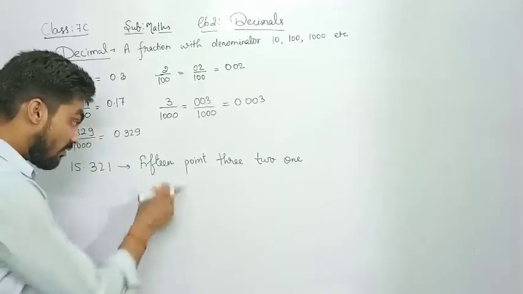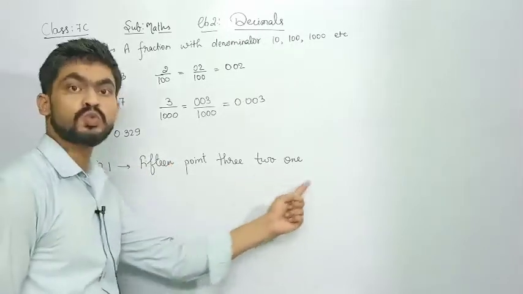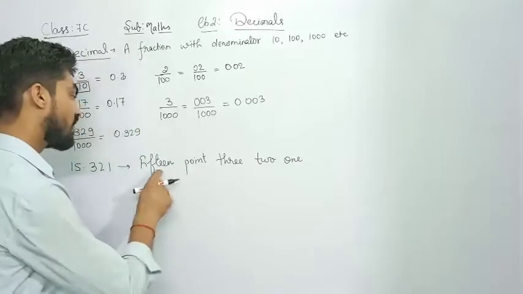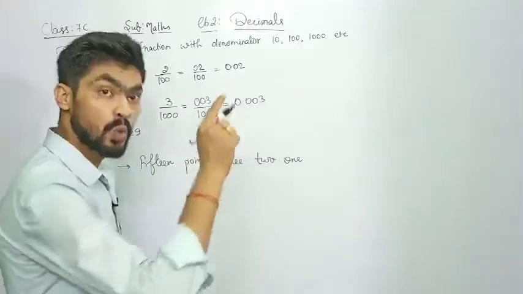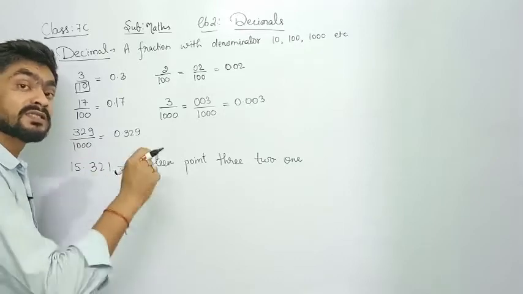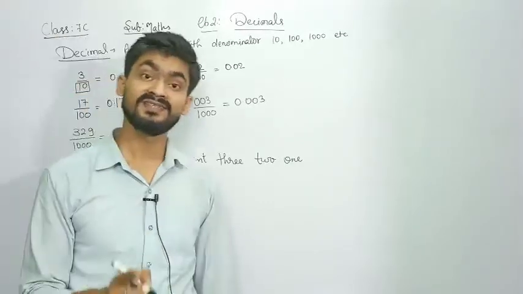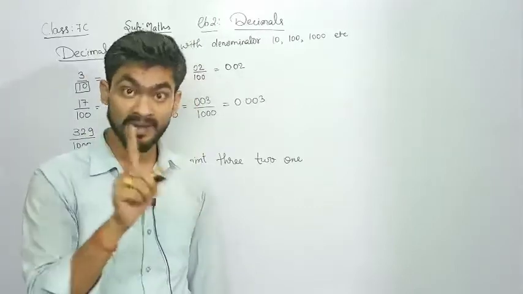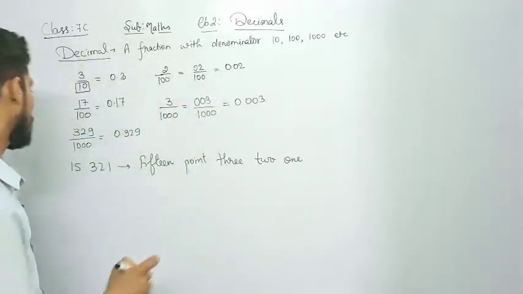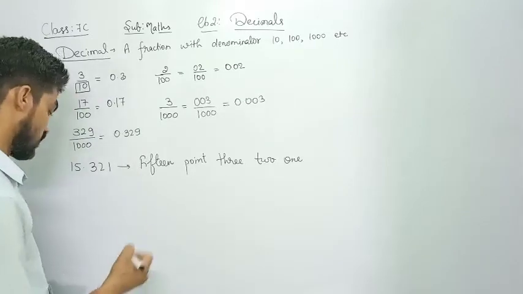Dear children, how will you read 15.321? Instead of reading it as fifteen point three hundred twenty-one, you will read each individual digit, that is their face value, not place value. Correct? So, this is the method of reading a decimal number.